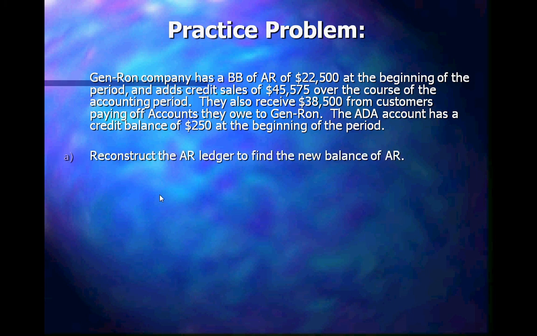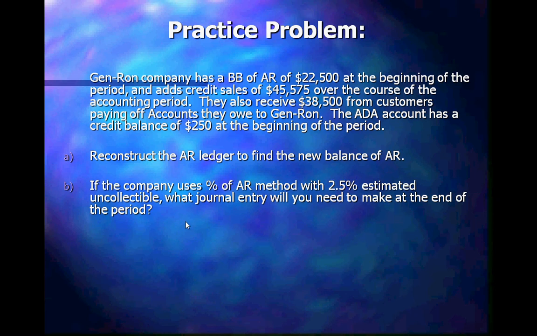Okay, so what this means is, reconstruct the accounts receivable ledger to find the new balance of accounts receivable. I'm going to read the problem, then go into a solution for it. We'll look at what that AR ledger looks like and find the new balance. Okay, if we use percent of accounts receivable with 2.5% estimated, what journal entry would we need to make at the end of the period? Well, we'll have to show you that method.